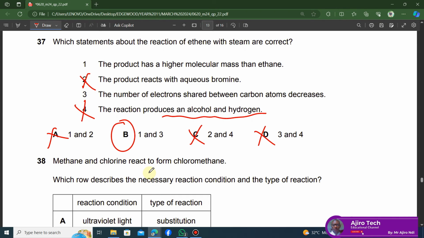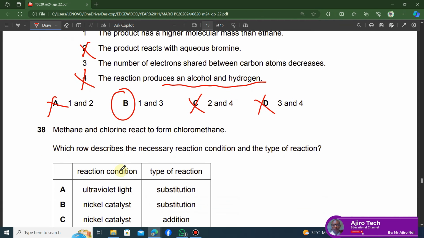Okay, the product is going to have a higher molecular mass than ethane. That's correct, because you're producing ethanol. And if you look at the difference in molecular mass of ethane and ethanol, you see that ethanol has a higher molecular mass. And then the number of electrons shared between carbon atoms decreases, because there is a double bond in ethene, but in the product, we have just single bonds. All right, so that should tell you that the number of electrons shared between the 2 carbon atoms has decreased.